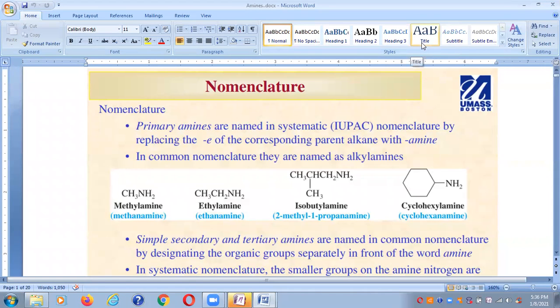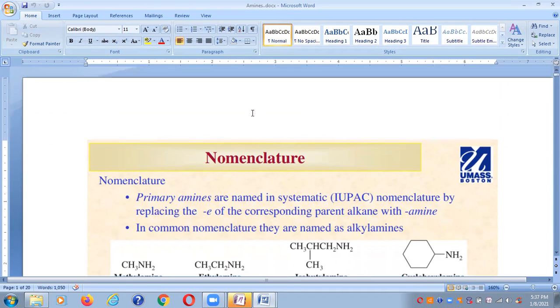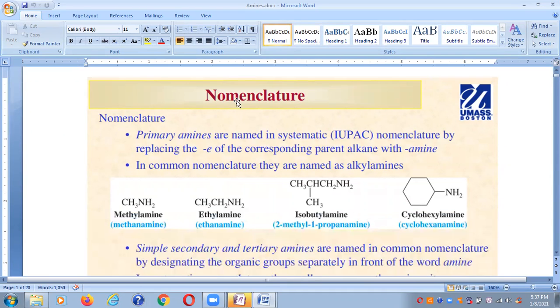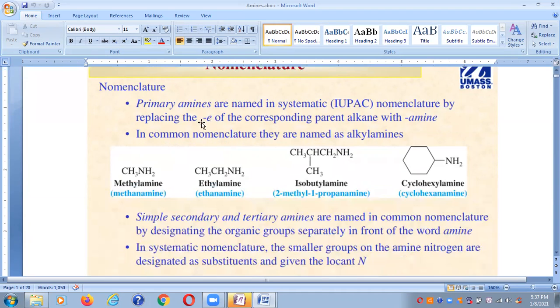Good morning, everyone. Welcome to organic chemistry, the amine class. Yesterday, we completed nitroalkanes and nitro compounds. So, first are nitroalkanes, second one is amines. Okay, so this is amines, and let's see the nomenclature, how we name the amines.